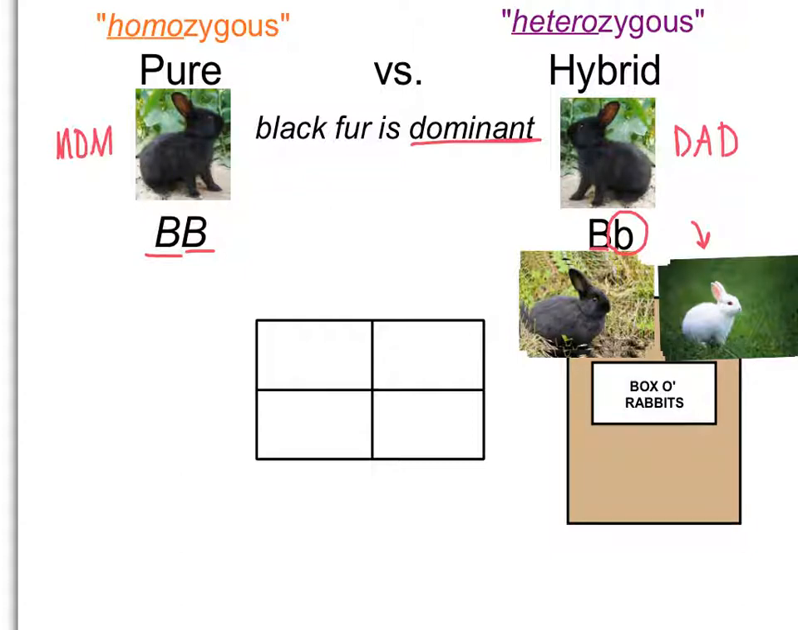The first thing that you're going to do, the nice part is it doesn't matter whether you put the two alleles on the top or on the side. In this case, I'm going to put the mom's over on the top, so I'm going to put capital B, capital B. Then over on the left-hand side, I'm going to put the hybrid dad, which was capital B, lowercase b. Now we want to combine these alleles to see what the chances are that their baby bunnies are going to have black fur or white fur.